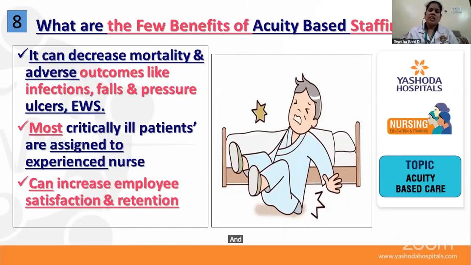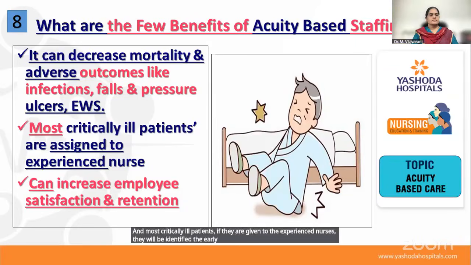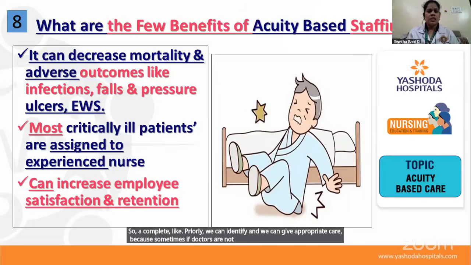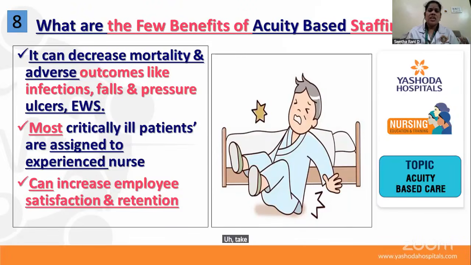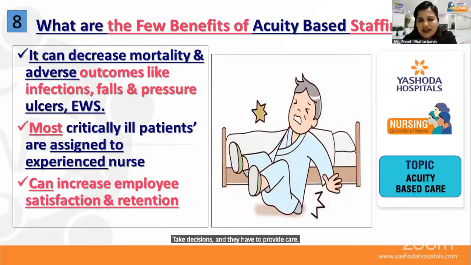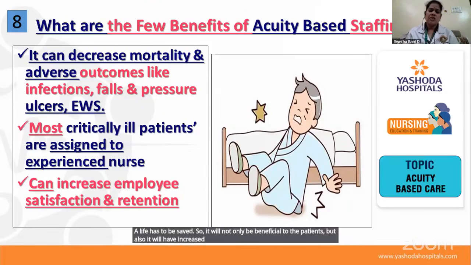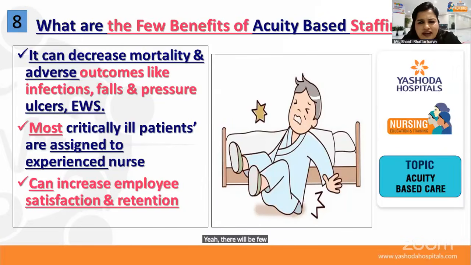And most critically ill patients, if they are given to the experienced nurses, they will identify the early warning signs which are present in the patients. Priorly we can identify and we can give appropriate care. Because sometimes if doctors are not available, sisters have to take decisions and provide care. They have to act promptly in that situation, and a life has to be saved. So it will not only be beneficial to the patients, but it will also increase employee satisfaction and retention. Yeah, there will be a few conflicts as well.